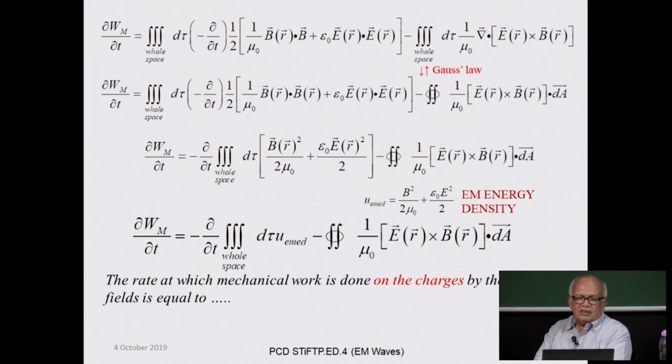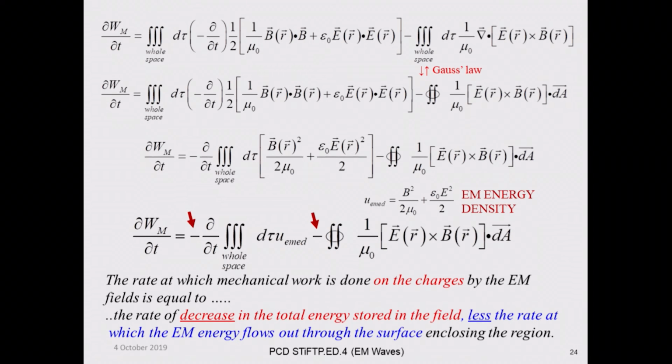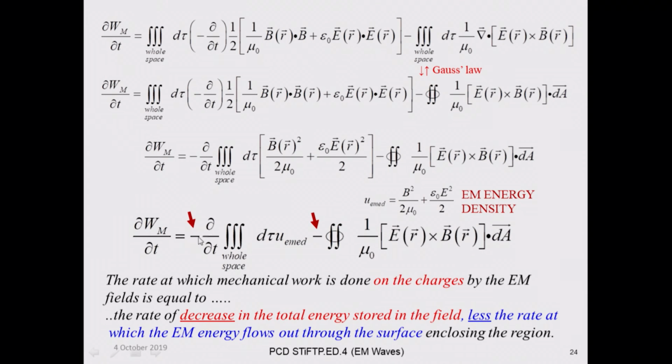And what this equation is telling me is that the rate at which mechanical work is done on the charges by the electromagnetic fields is equal to the rate of decrease in the total energy stored in the field. Why decrease? Because there is a minus sign. Okay. So, here this is the minus sign I am referring to. It is the decrease in the total energy. This is the total energy. This is the energy density integrated over the whole volume. Okay. So, this is the total energy which is depleted because of this. This is the minus sign.